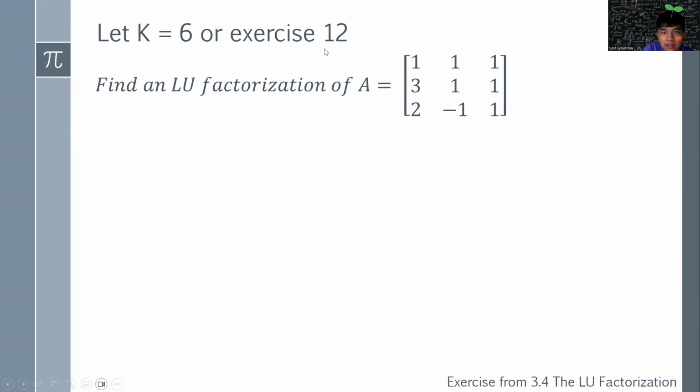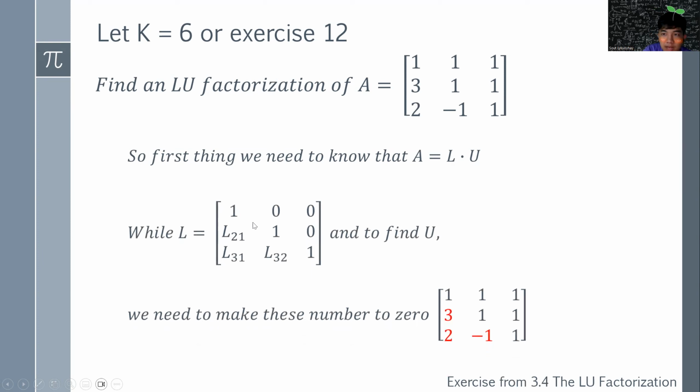Let's move to exercise 12 from section 3.4. Find the LU factorization of A. First thing we have to know is that A equals L times U, and L has leading ones on the diagonal. You have to remember this one, and you have to find L21, L31, and L32. To find U, we need to make the numbers below the diagonal become 0, and we don't care about the other numbers. They don't need to be 1.